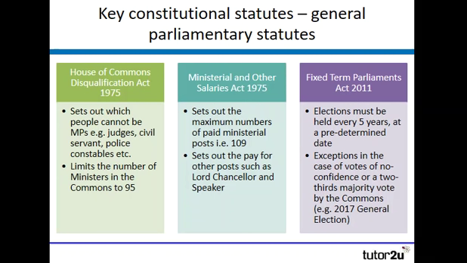The House of Commons Disqualification Act of 1975 provides a little bit of clarity on which people cannot be MPs. For example, judges cannot be MPs, and that is in order to prevent too much power between the judiciary and the legislature. Civil servants and police constables are also regarded as not MP compatible. The House of Commons Disqualification Act also limited the number of ministers in the Commons to 95.